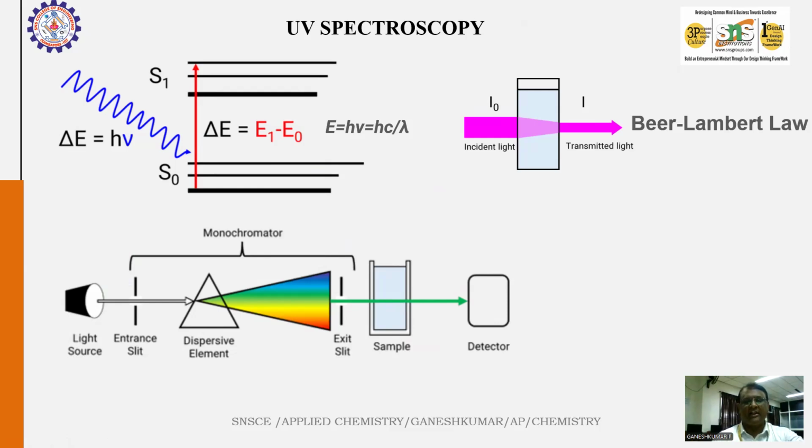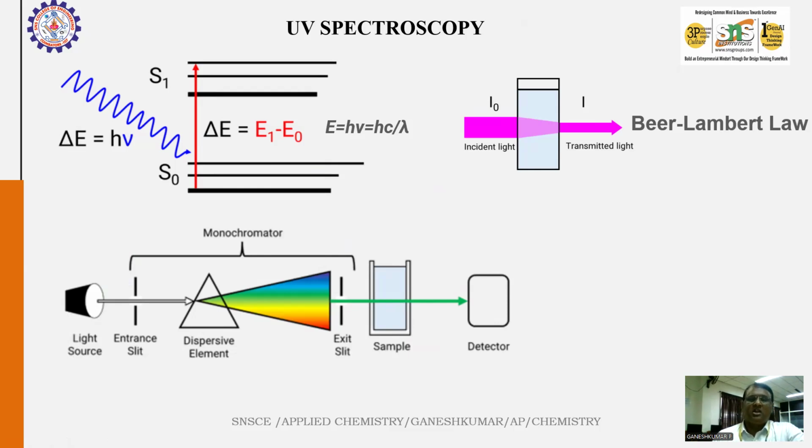Here, I naught is the incident radiation. And when the incident radiation passes through our chemical substance, it comes out. It is called the transmitted light. So we say that ultraviolet spectroscopy is an absorption spectroscopy. Some part of the light energy has been absorbed by the substance. And the transmitted light comes out, which is analyzed, for how much wavelength is absorbed and what the intensity is. We can analyze it, and we can find what type of substance is present inside it.